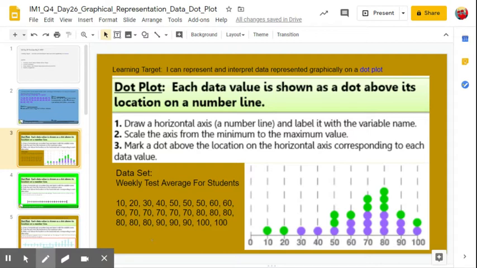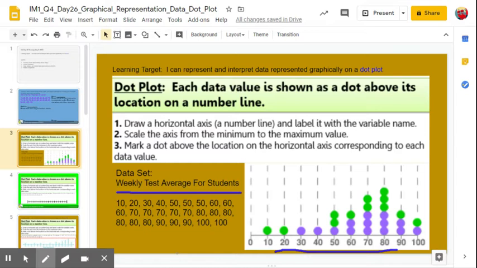To create a dot plot, all we do is draw a horizontal line, like a number line, and then label it with the variable name, whatever it represents. In this example, we're looking at a data set of weekly test average for students. I didn't label it, but you can write "weekly test average for students" as what the graph represents. It could be below or above the graph.